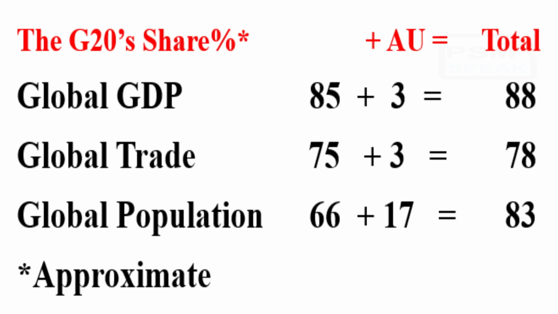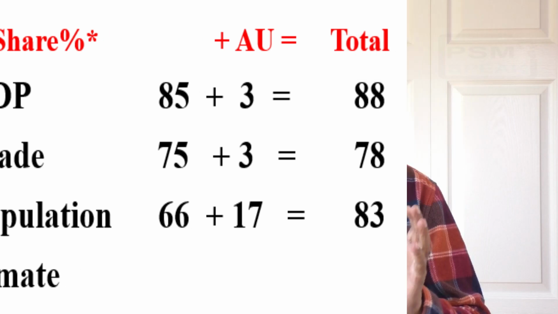And global trade, Africa again accounts for close to 3%. So add this 3%, it is 78% in global trade. Then in global population, that is more important, 17%. So now the current level of 17% added to 66% already comes to 83%. So G21 now represents 83% of the global population. So we can understand its importance.